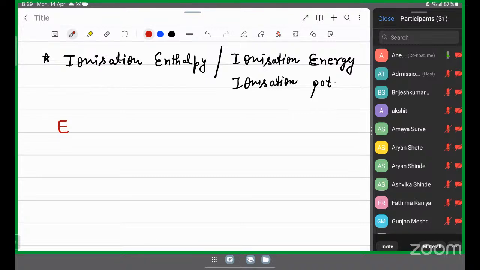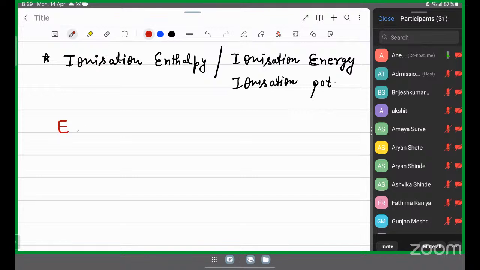So we have any element E and we have its one atom. Isolated means I have to take exactly one atom, single atom, in such a way that this atom cannot interact with any other atom in the universe. It has to be alone.